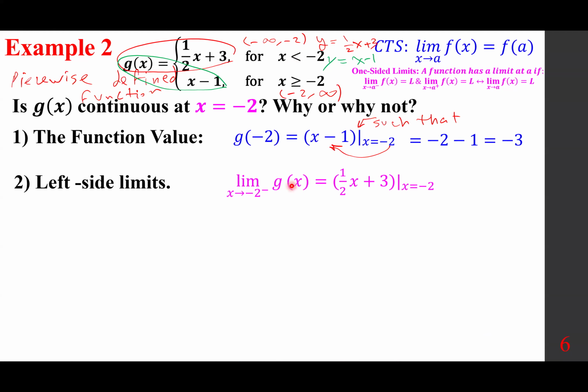So the limit of g of x as x approaches -2 from the left equals this 1/2 x plus 3 such that x is equal to -2. You plug in. This gives you -1 plus 3 gives you 2.